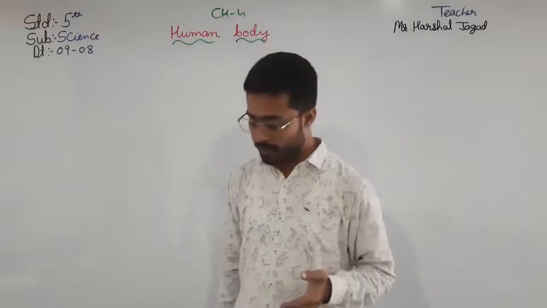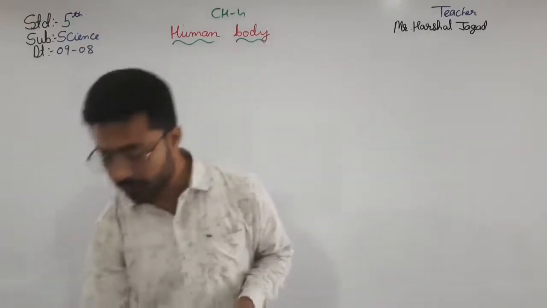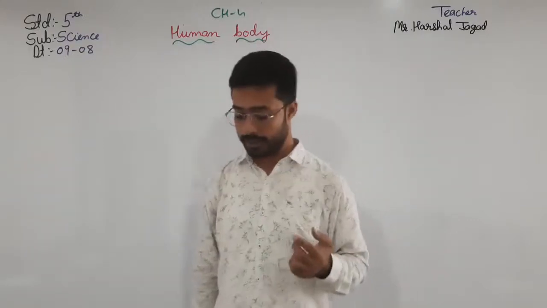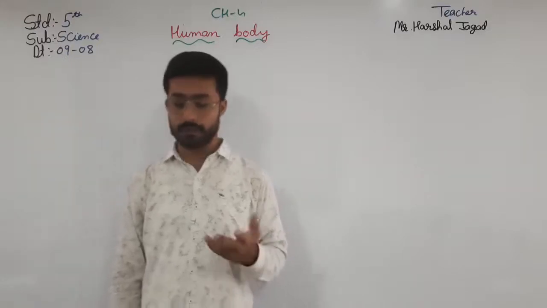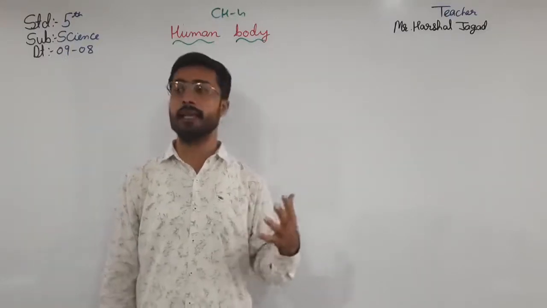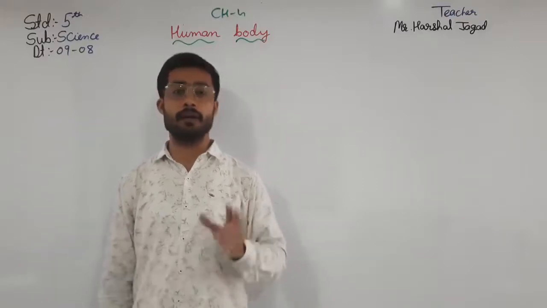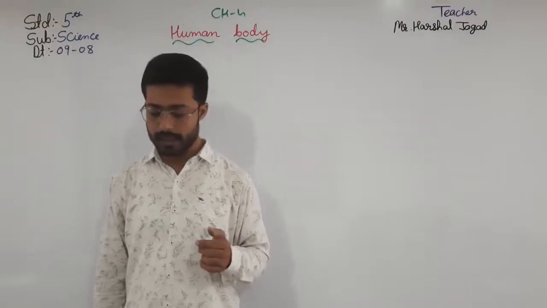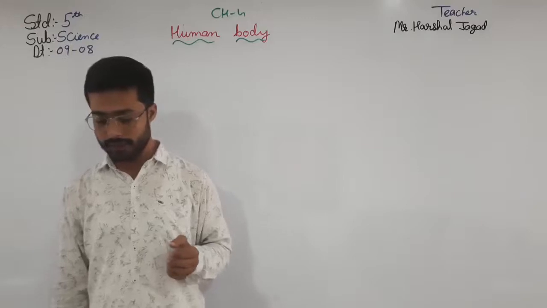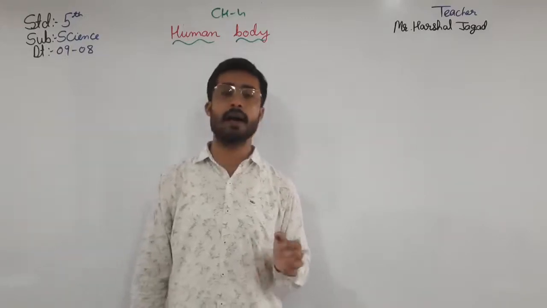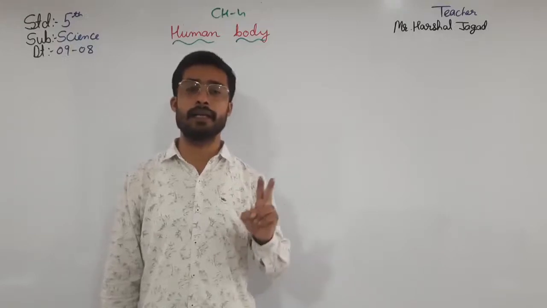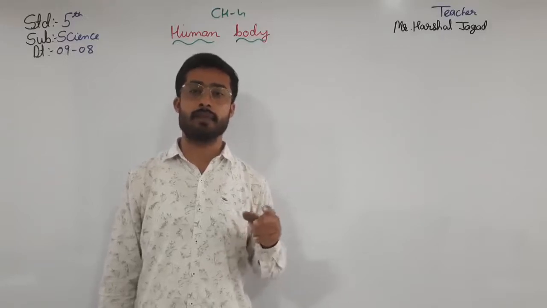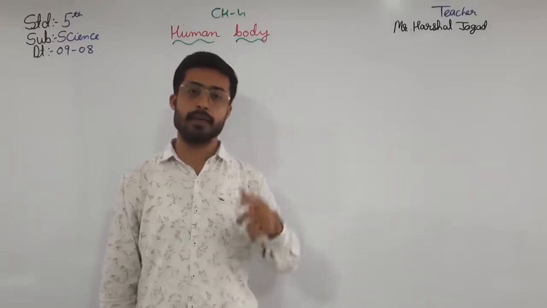And then here we have seen the uses of the skeleton. What are the uses of the skeleton? Let us see one by one. Firstly, the skeleton gives shape and support to our body. Next, it protects the soft, delicate internal organs. The cranium protects the brain and the rib cage protects the lungs and the heart. So the rib cage protects our heart and lungs and the cranium protects our brain.